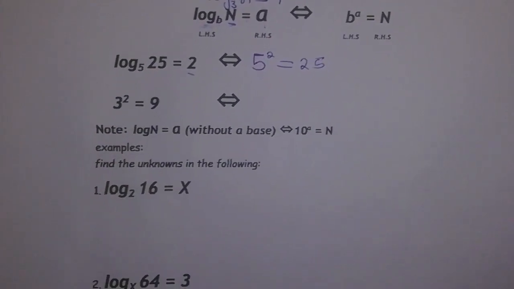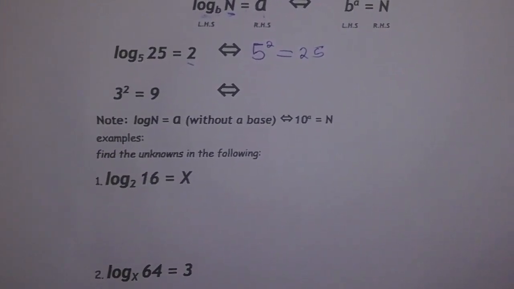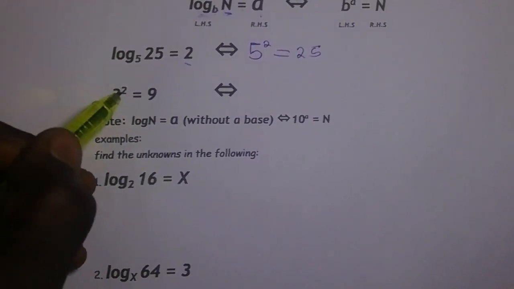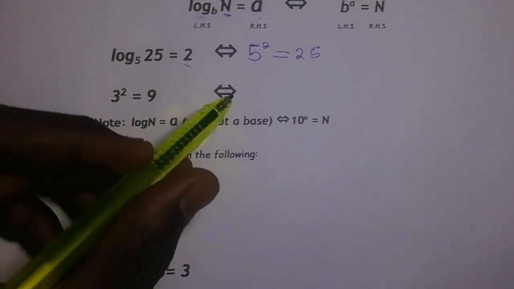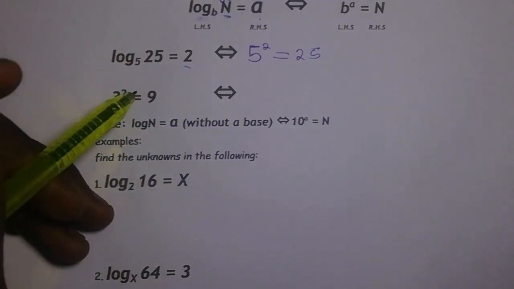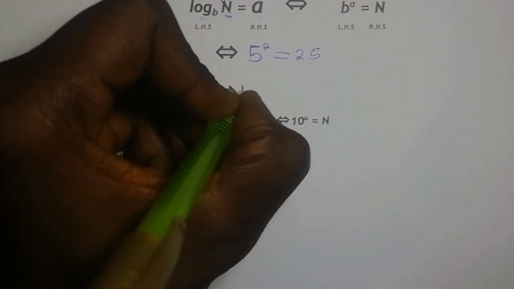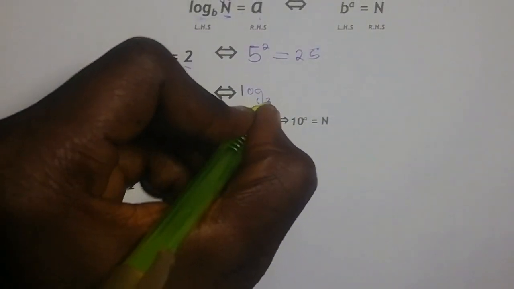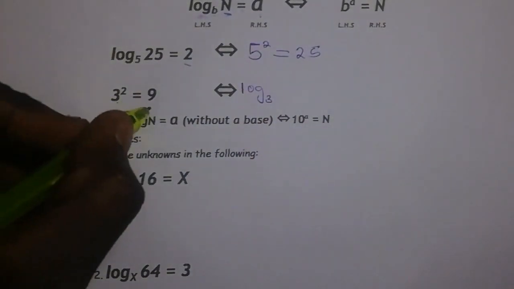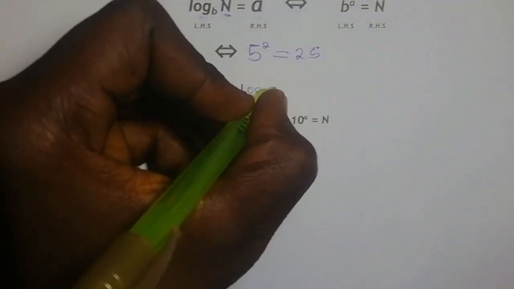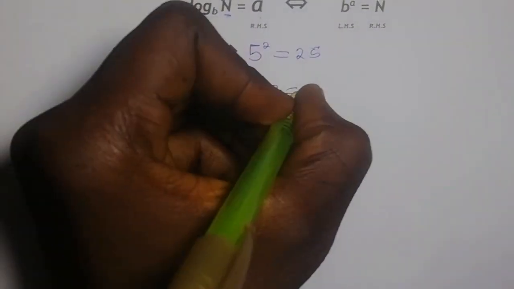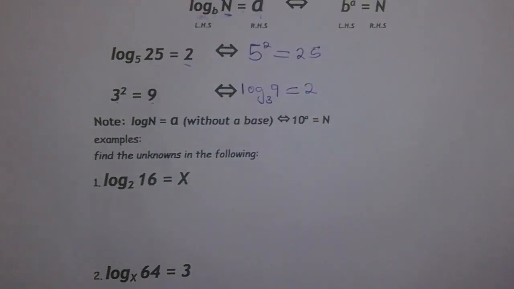Here's another example. It says convert this index form back to logarithmic form. First of all, write the log sign, then the base, which is 3, small like this, then the number on the opposite side, which is 9, equals the power, or index, which is 2. So that's how we convert index form to logarithmic form.